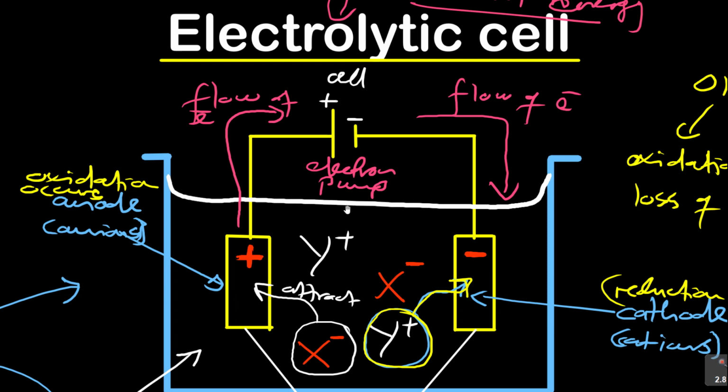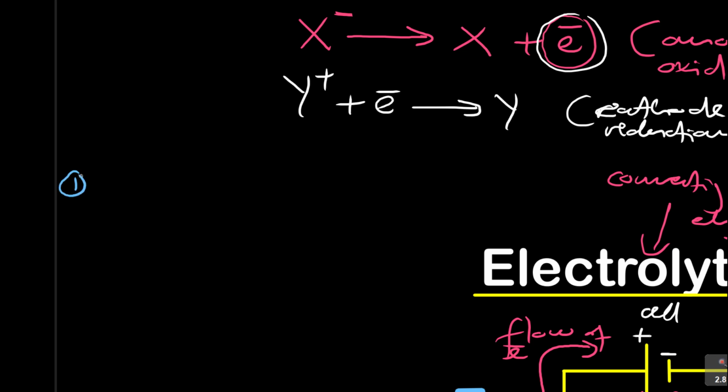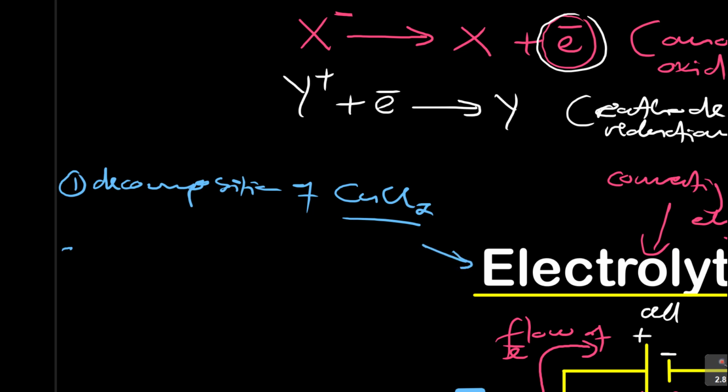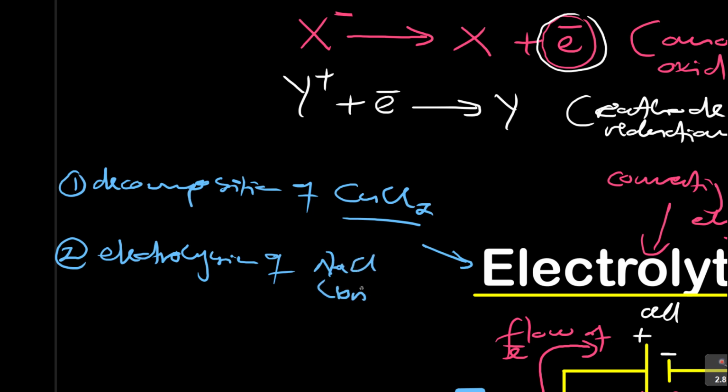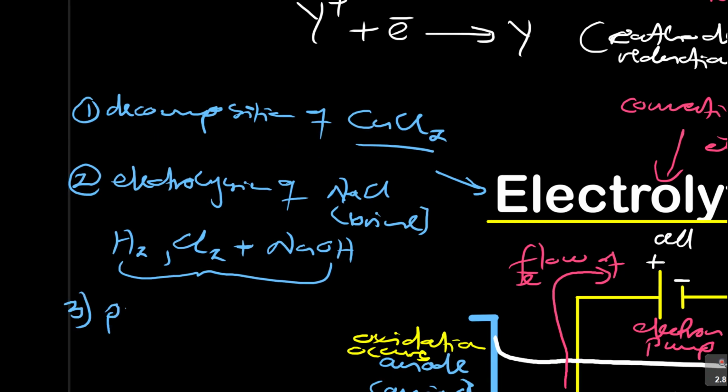Now in the next lesson, I'm going to explain a few things. Number one, I want you to take note, we're going to look at the decomposition of copper chloride. It's a very good example of the electrolytic cell. Number two, we're going to look at the electrolysis of sodium chloride, which some call brine. In electrolysis of sodium chloride, you get your hydrogen, your chlorine, plus your sodium hydroxide. So this is the chloroalkali industry, very important for you to know what is happening there. And then also we will look at the purification of copper.